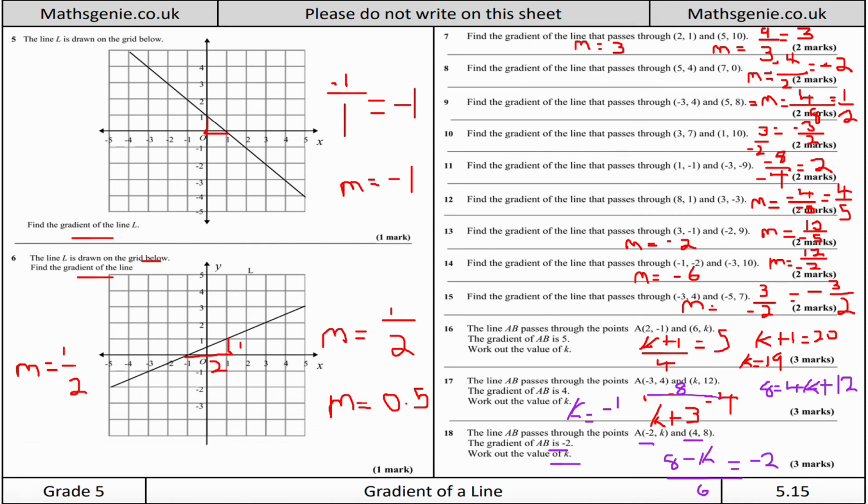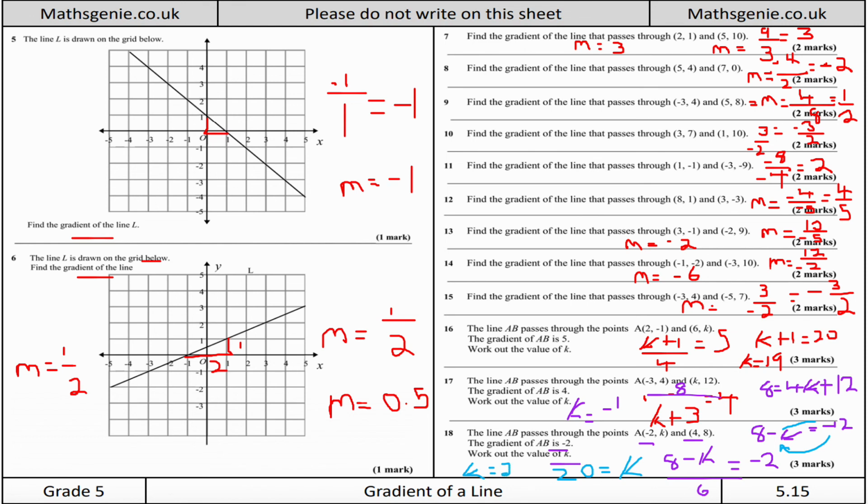Timesing up both sides by 6, I get 8 subtract k is equal to negative 12. So 8 minus k is equal to negative 12. If I add k to both sides and then I add 12 to both sides, 8 plus 12 is 20. So 20 is equal to k, or k is equal to 20. Either way, it's fine, guys. So that's how to work it out.